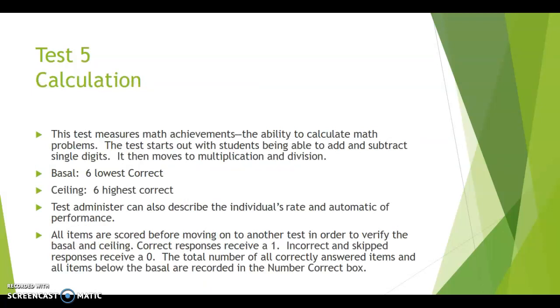Speaking of calculation, test number 5. Test number 5 is calculation. This test measures math achievement. It calculates the ability to solve math problems. And it starts out with students being able to add and subtract single digits, and then it moves to multiplication and division. Basal is 6 for the lowest correct, ceiling is 6 highest. The test administrator can also describe the individual's rate and automaticity of the performance.